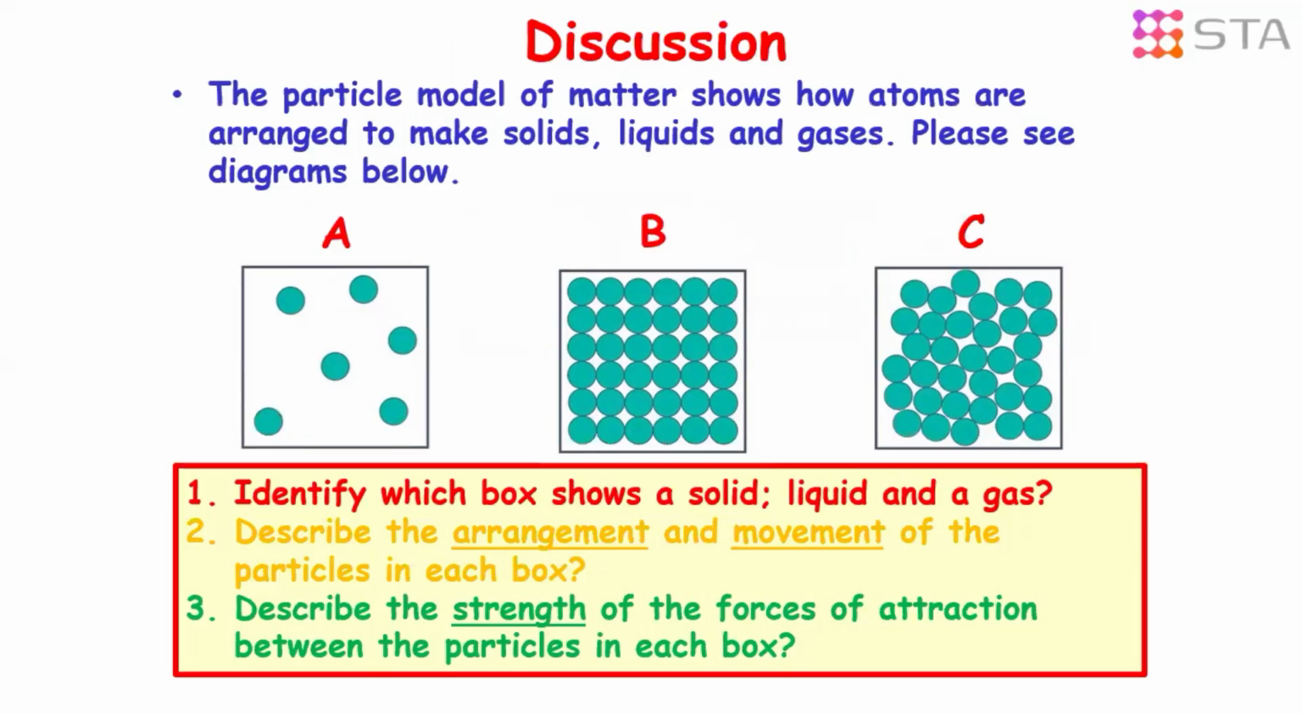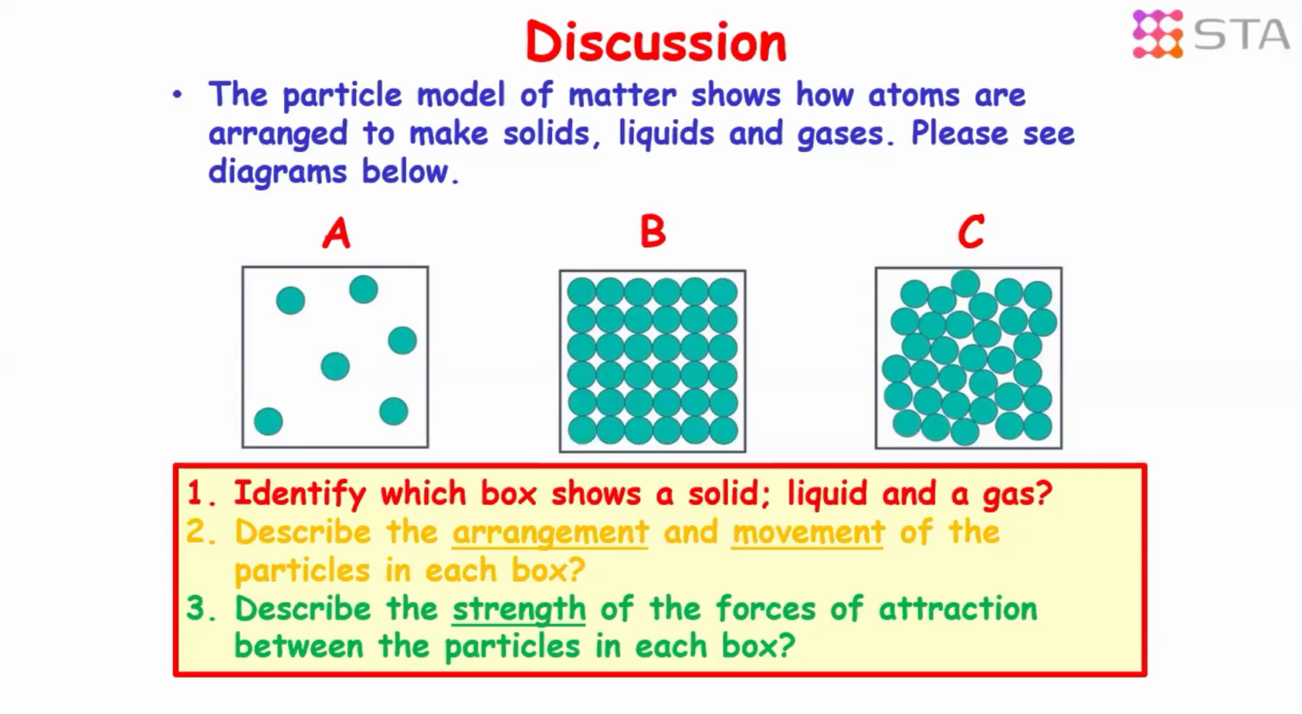This is on the particle model of matter. The particle model of matter shows how atoms are arranged to make solids, liquids, and gases. Please see the diagrams below. You've got 3 diagrams, A, B, and C. There are 3 questions. So please now pause the video, and once you've had a go, hit play, and we'll go through the answers.